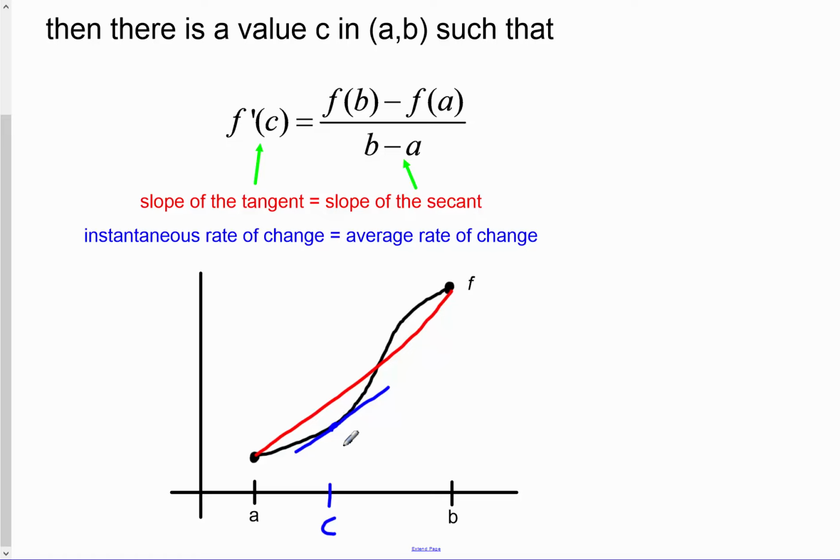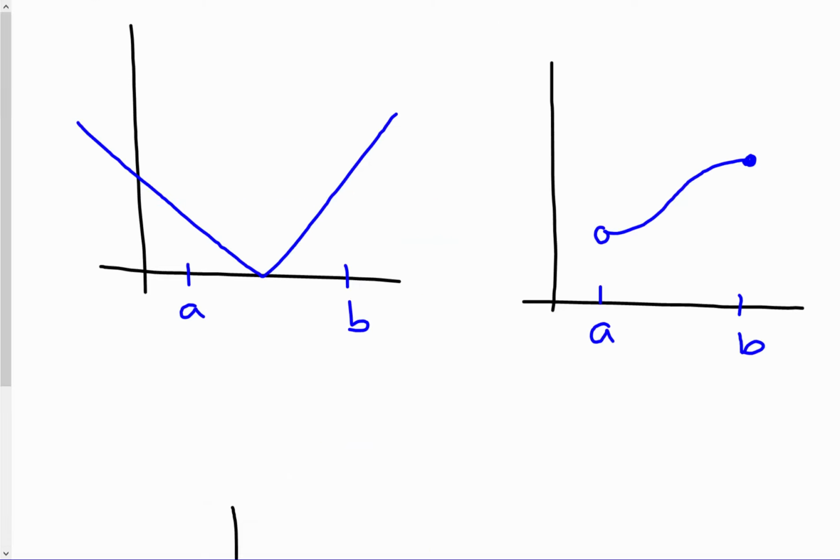Now there could be more than one, so like in this sketch, it looks like right here is another place where I could also have a c value, where the slope of the tangent is equal to the slope of the secant. Now, first thing to practice with this is just knowing when are we allowed to use it.